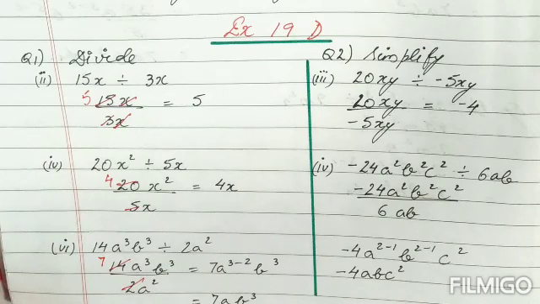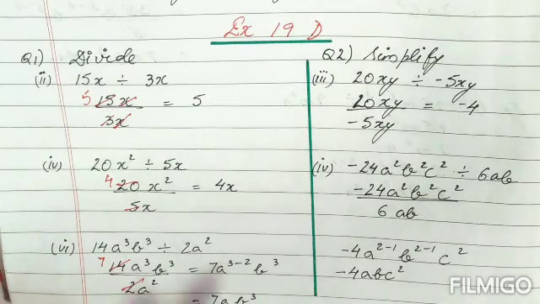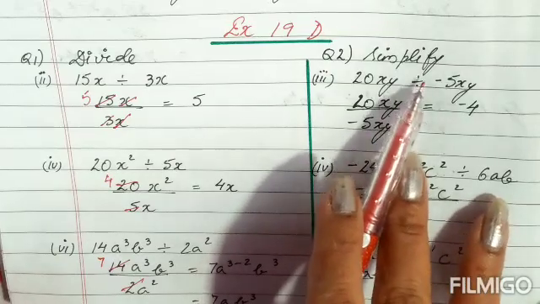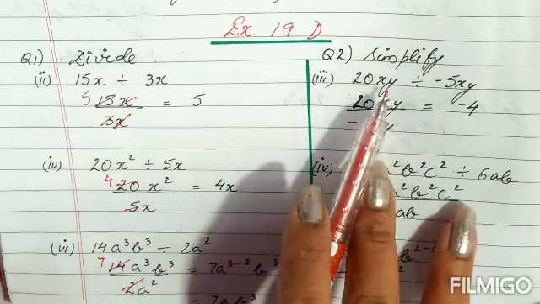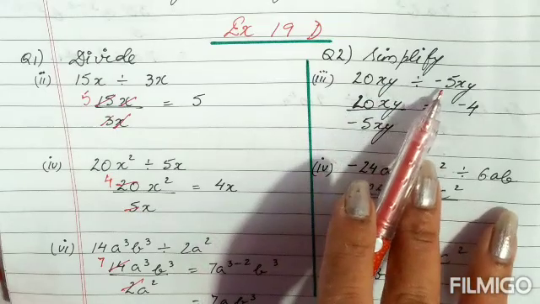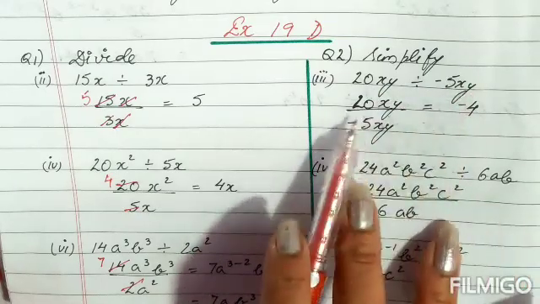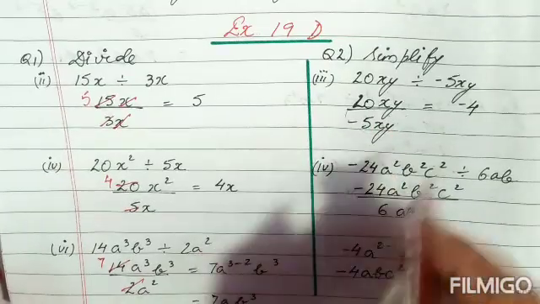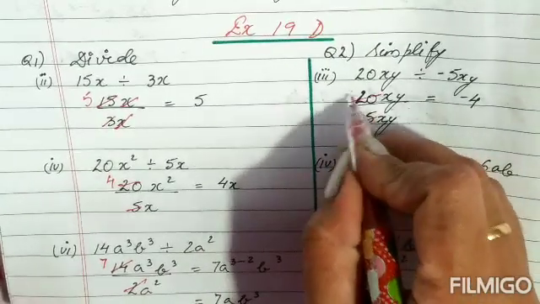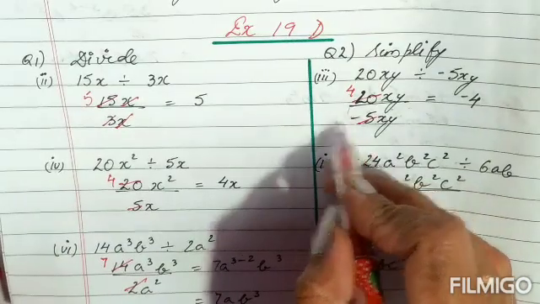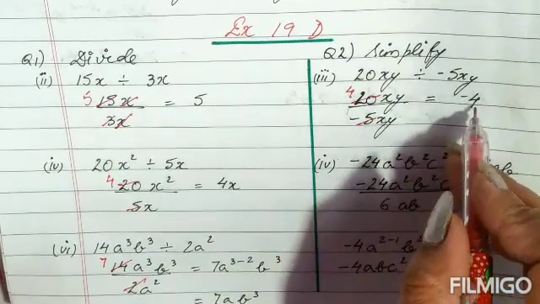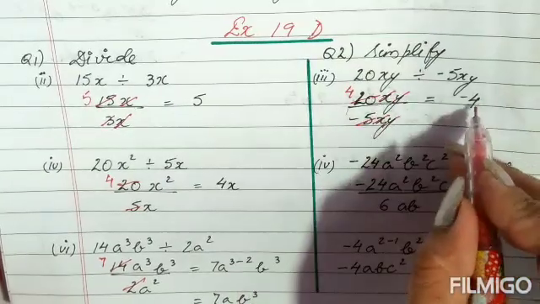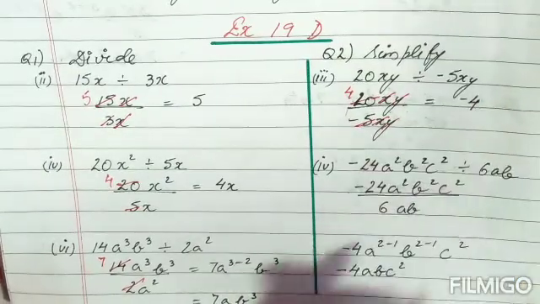This is how you are going to do it. We come to question number 2. Again, question number 2 is simplify, means you have to get to the answer. 20xy divided by minus 5xy. So 20xy, you're going to write it like this, and minus 5xy. Now 5 can reduce 20 how many times? 4 times. This minus sign will come with the answer, right? And x will reduce x, y will reduce y. So we are left with the answer as minus 4.